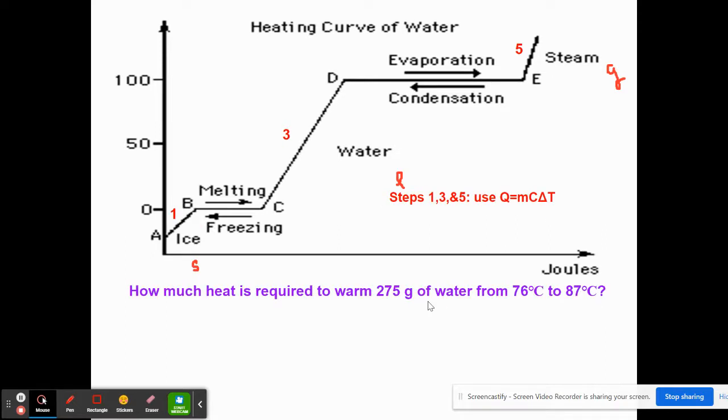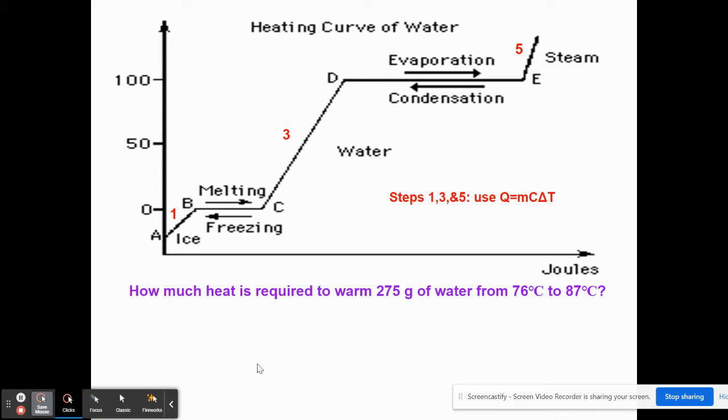All right, so we're going to go on to our first problem and just learn how to plot where everything is. Let me go ahead and get rid of these little notations here. We don't need these right now. So let's go back here. All right, so here's our problem. We want to know how much heat is required to warm 275 grams of water from 76 degrees Celsius to 87 degrees Celsius. So again, you should pause.